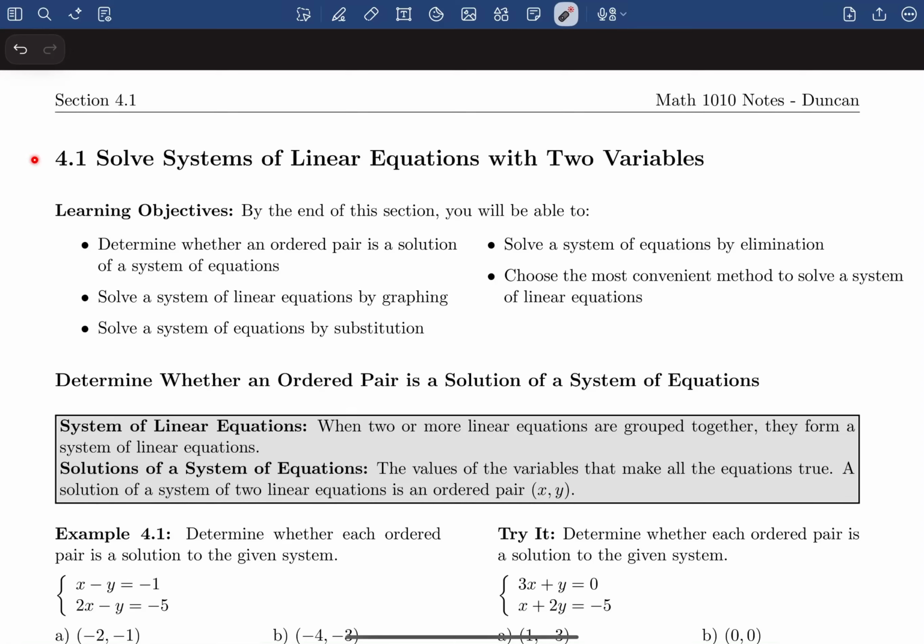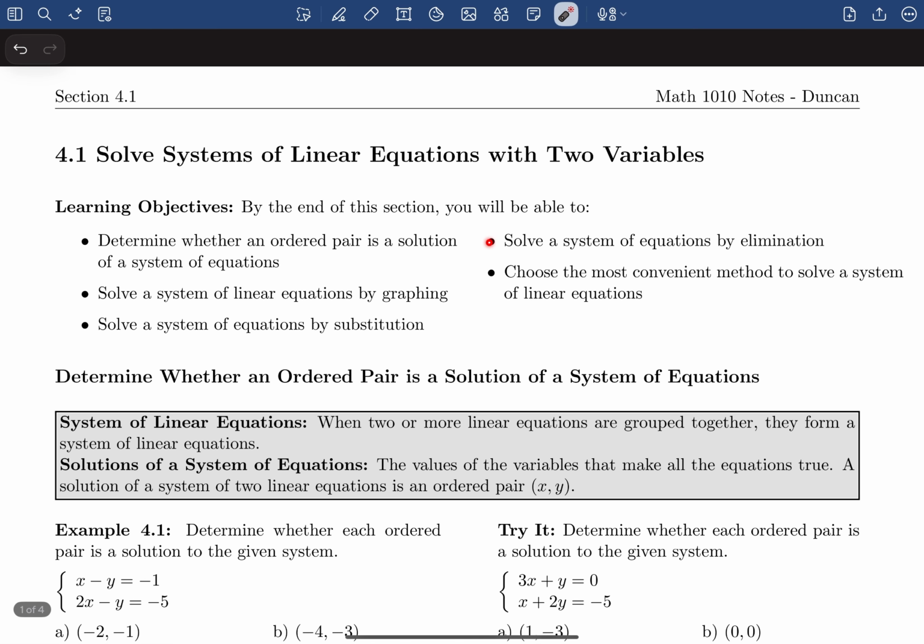This is lesson 4.1. Solve systems of linear equations with two variables. Our learning objectives are to determine whether an ordered pair is a solution of a system of equations, solve a system of linear equations by graphing, solve a system of equations by substitution, solve a system of equations by elimination, and choose the most convenient method to solve a system of linear equations.